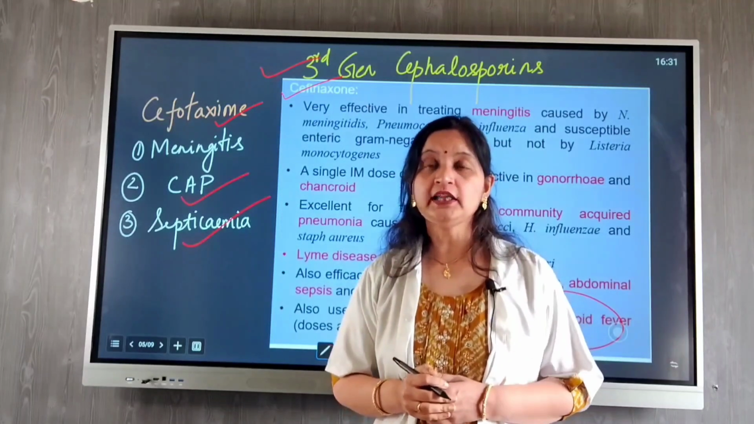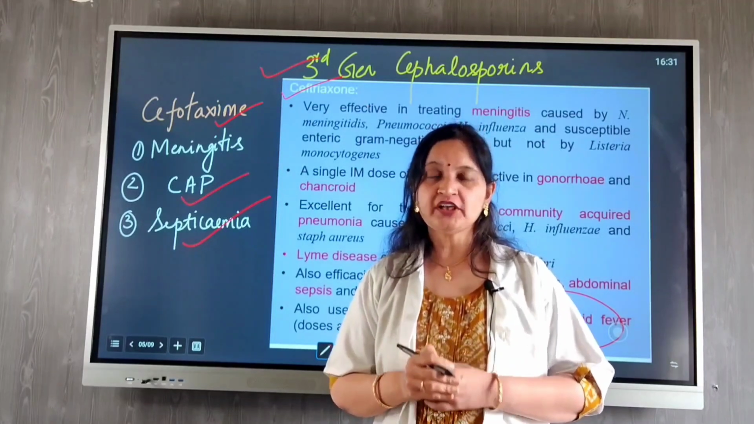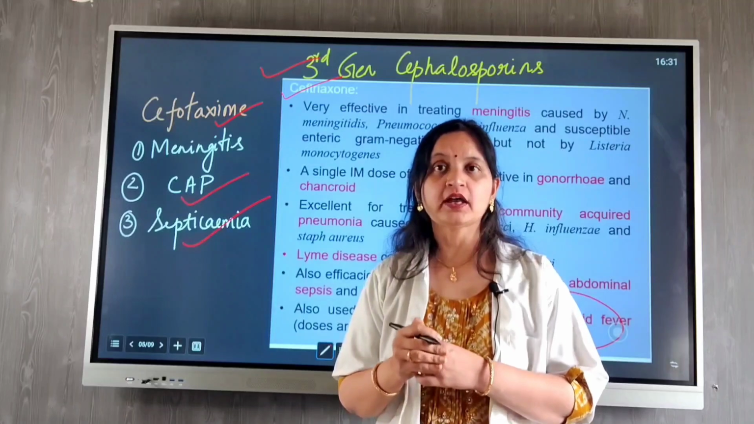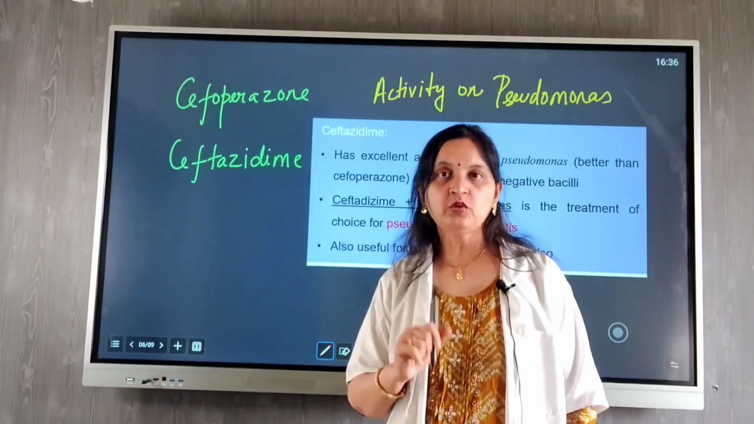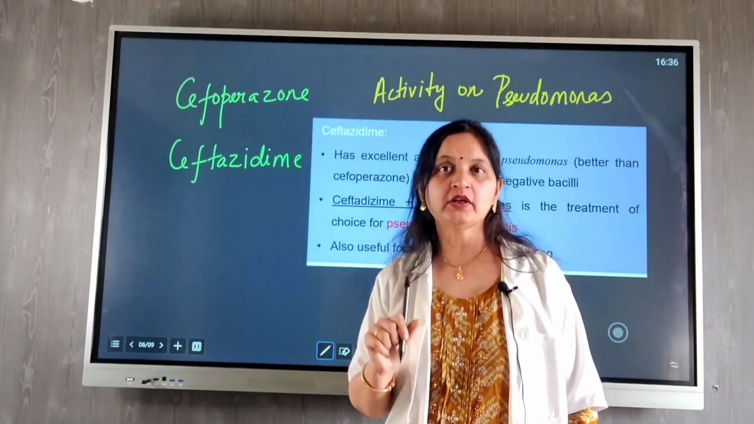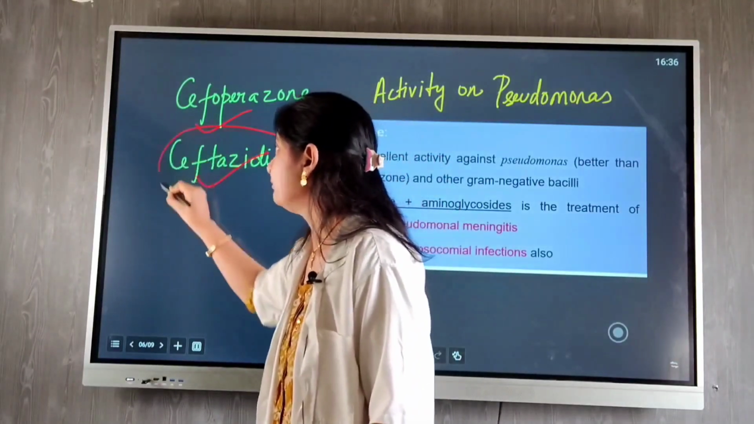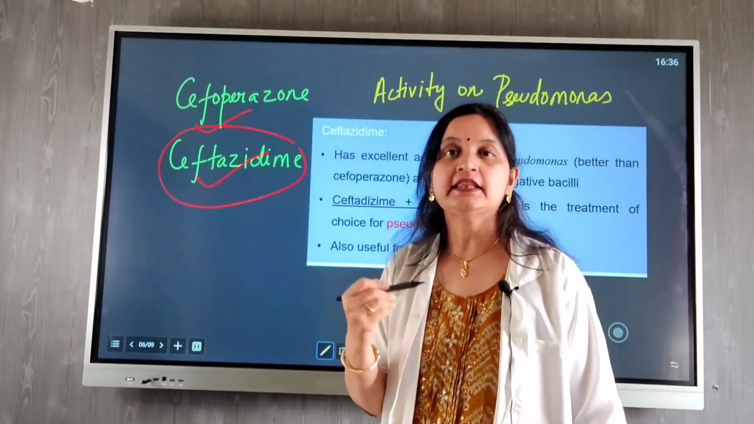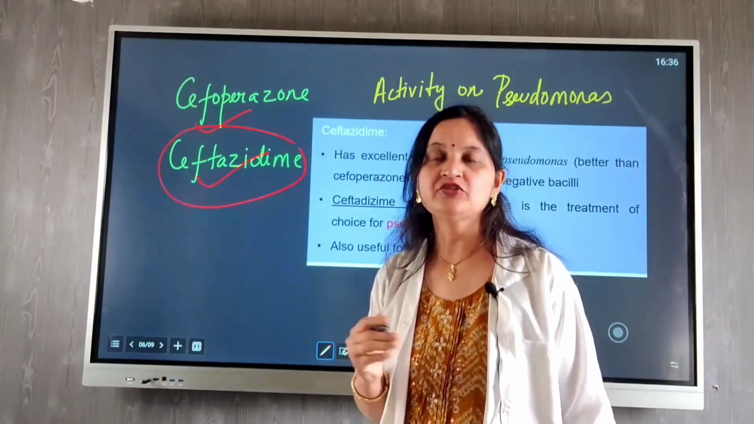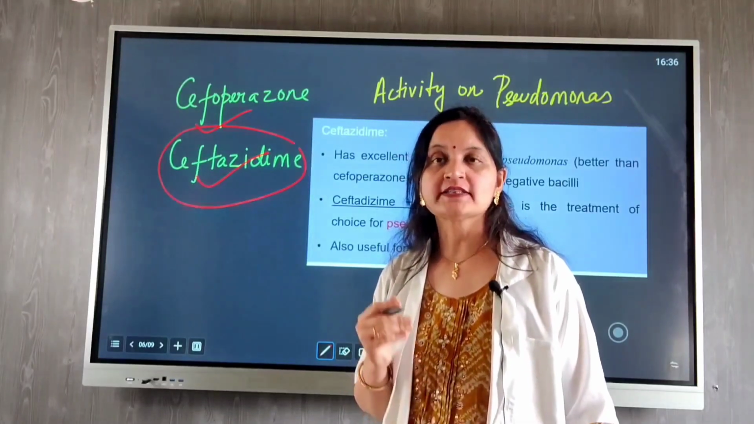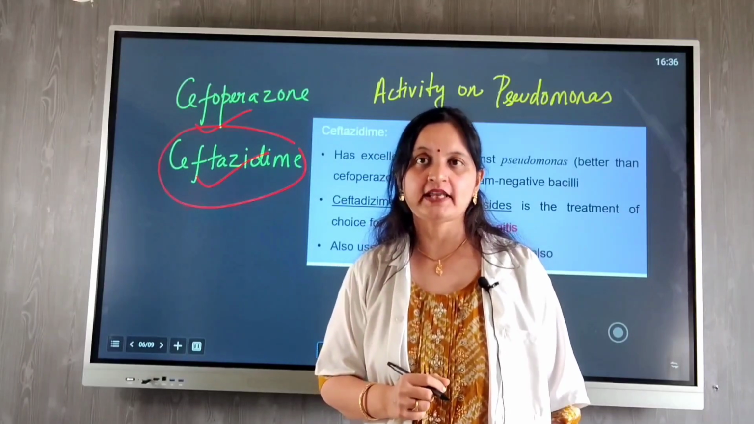So, ceftriaxone is widely used for the treatment of meningitis, septicemia, community-acquired pneumonia, sexually transmitted diseases such as syphilis, gonorrhea, chancroid, drug-resistant typhoid fever, Lyme's disease. Now, the two antibiotics that are active on Pseudomonas organism are cefoperazone and ceftazidime. Ceftazidime has better activity on Pseudomonas than cefoperazone. Cefoperazone and ceftazidime are preferred for the treatment of meningitis, which is caused by Pseudomonas, or septicemia or hospital-acquired infections where Pseudomonas is the causative organism.